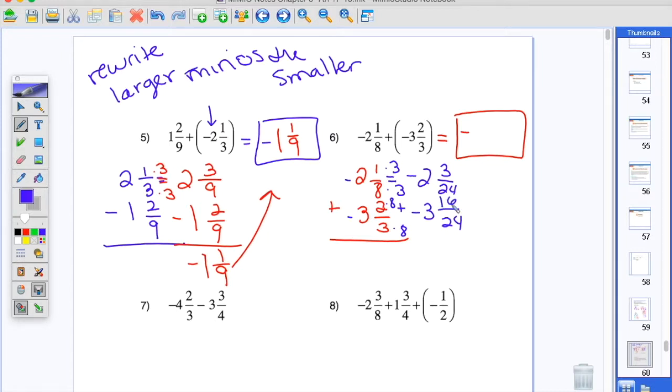Now we're adding. So 3 plus 16 gives us 19 over 24, and a negative 2 plus a negative 3 gives us a negative 5. So our answer is negative 5 and 19/24.